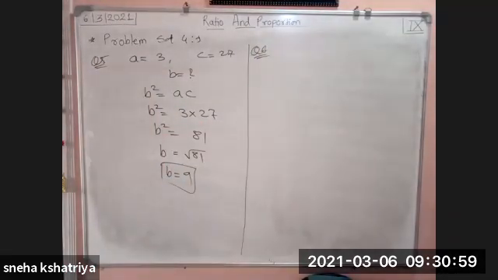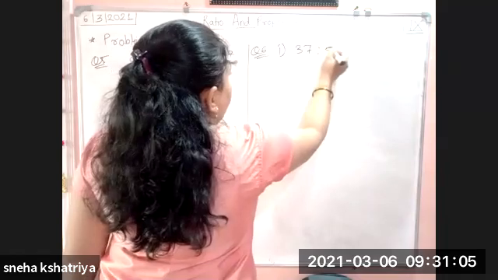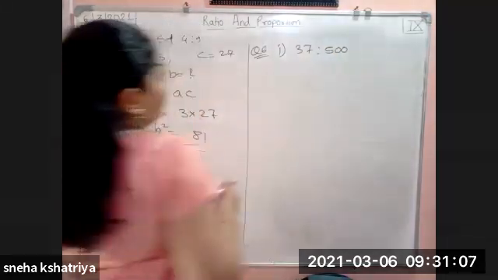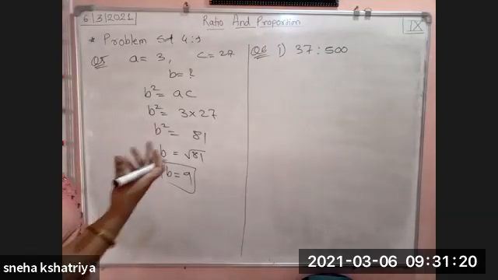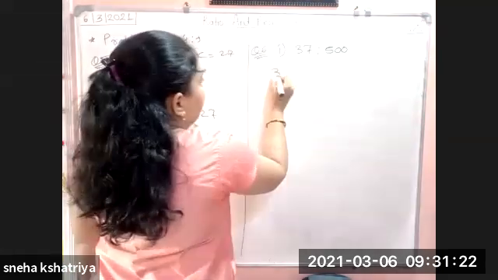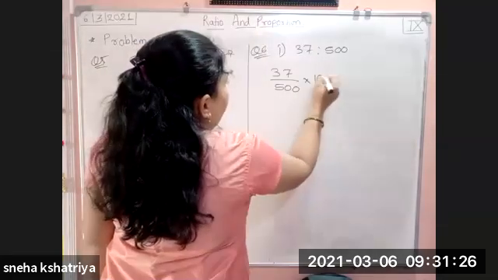Question number 6. Convert the following ratios into percentages. First is given 37 as to 500. We have seen this kind of example: whatever ratios are given, you have to convert them into percentage, and we have seen how we do it: just multiply by 100. If you multiply by 100, you will get your percentage. 37 divided by 500 multiplied by 100.